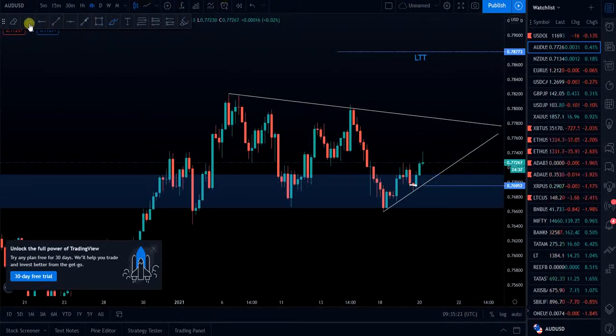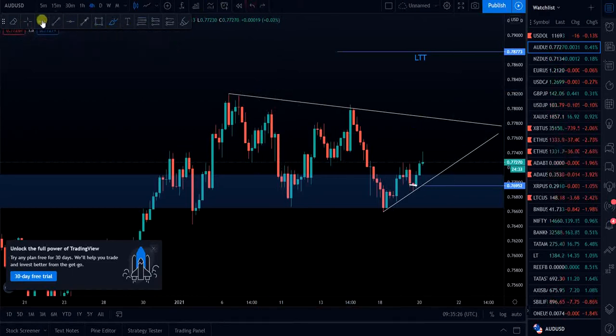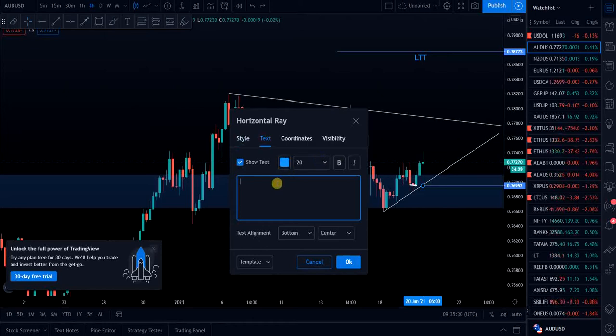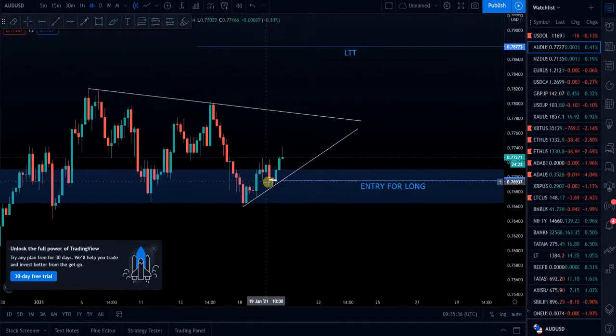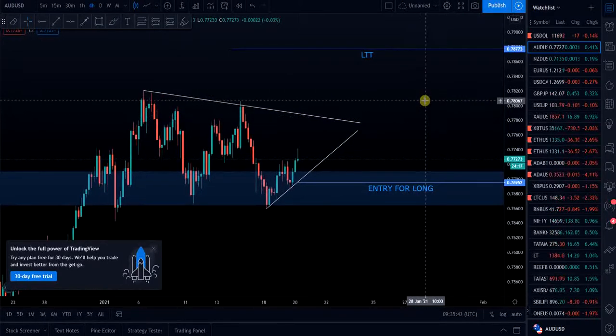So what we have now, we have our sniper entry. So just name it as entry for long, and that's it. We are done. We got our sniper entry. So after completing this task, we are ready to execute the trade.